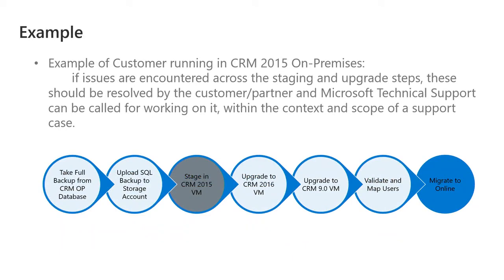If we look at an example, to reiterate what I'm saying here, this is a scenario where someone's coming from 2015. So the first thing they do is take a backup from their on-prem database. They upload that to the storage account. That's going to get staged inside the CRM 2015 VM. It's going to upgrade it to 2016. It's going to upgrade it to 9. It's going to validate and map all of the users through the user mapping file that you would provide, and ultimately it's going to migrate it. Okay? And if you're starting at 2011, it just extends that cycle.